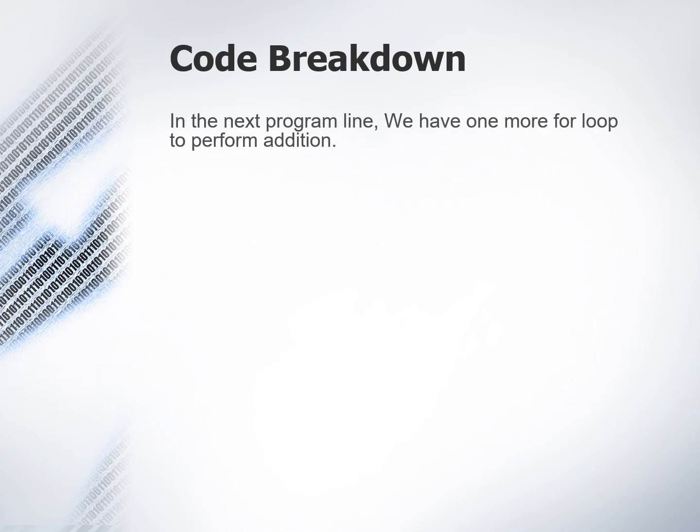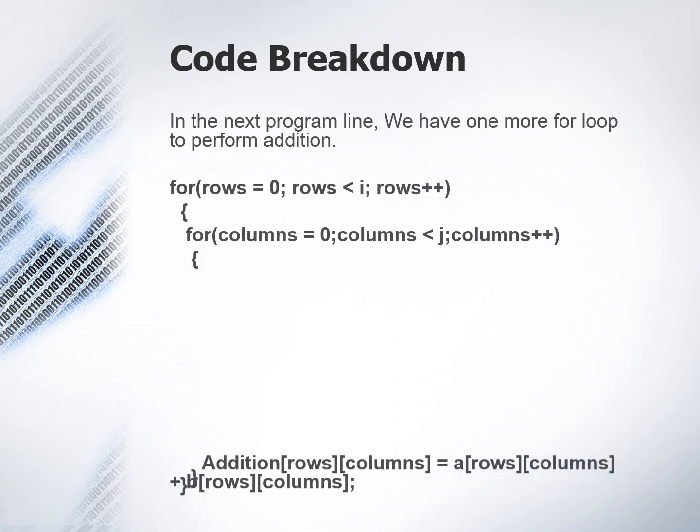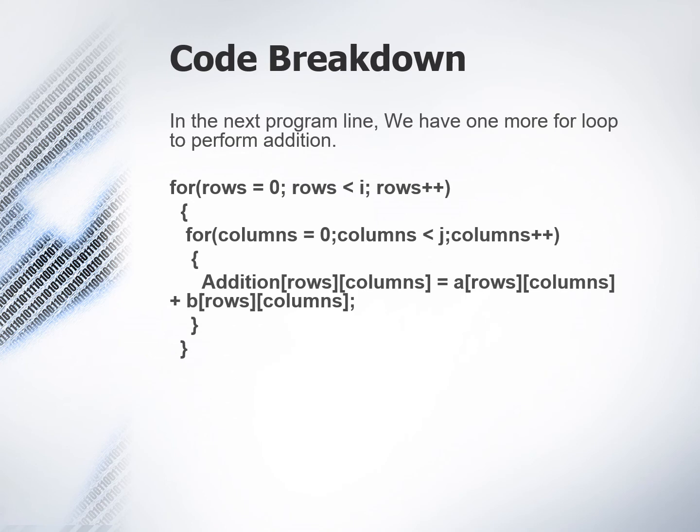Now in the next program line, we have one more for loop to perform addition. So here's the addition for loop. In this for loop we have the addition matrix that will store the corresponding sum of elements in matrix A and matrix B.